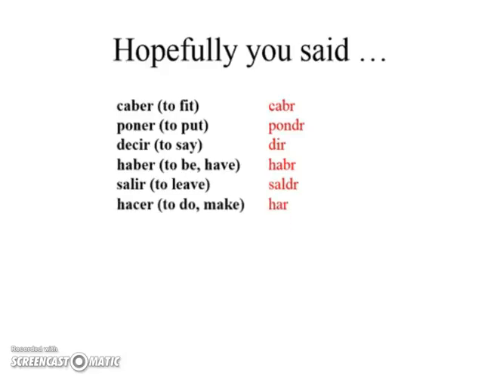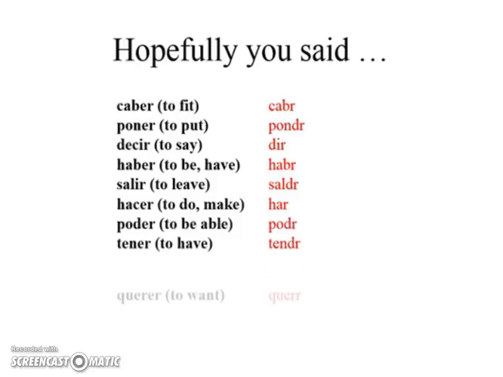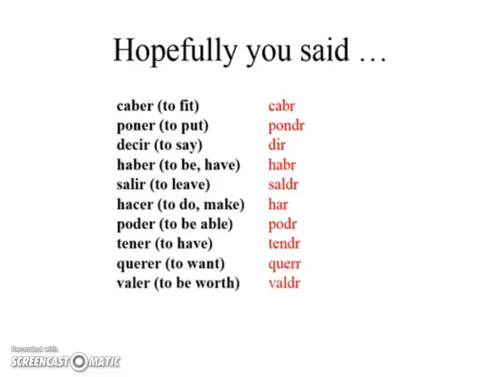Hacer, we get rid of the CE, and so that would be har. Poder, get rid of the E, podr. Tener, change the E to a D. Querer, get rid of the E. Valer is another one where we change the E to a D. I realize that those two were not on the previous slide, but you can take those notes now. You can jot those down. And saber, get rid of the E, you get sabr. Venir is another one where we change the I to the D and we get vendr.